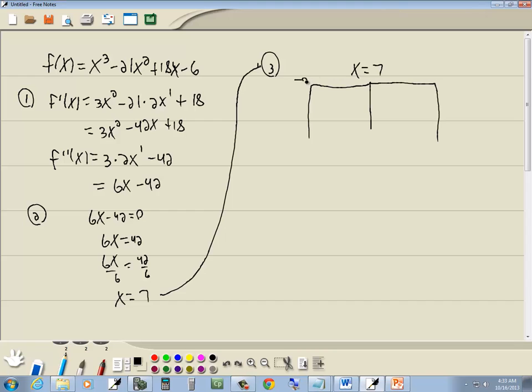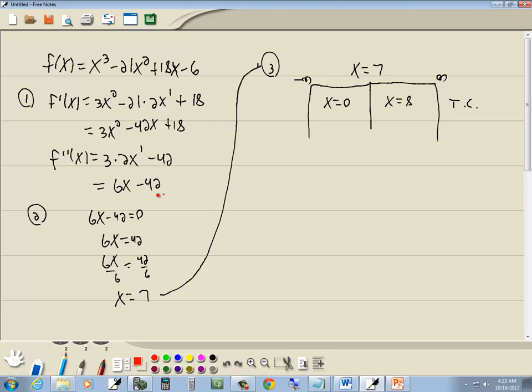So we want to build our table of intervals. Over here is negative infinity. Over here is positive infinity. We want to choose test cases. Something between negative infinity and 7, like 0. Something greater than 7, like 8 or 9 or 10. Doesn't matter what you pick. Now we're going to plug those into our second derivative.